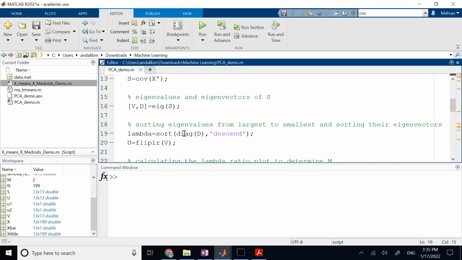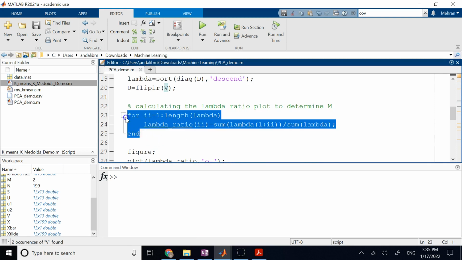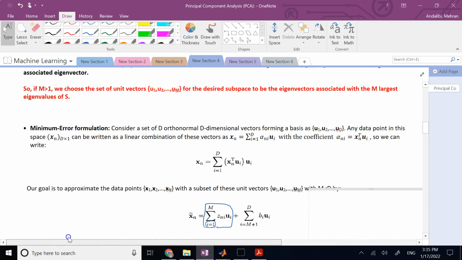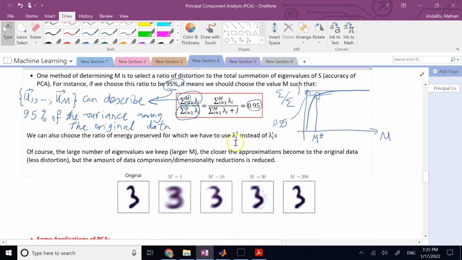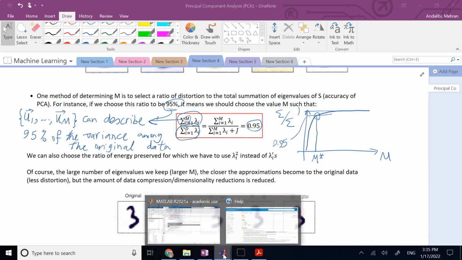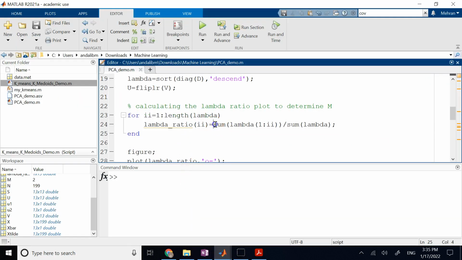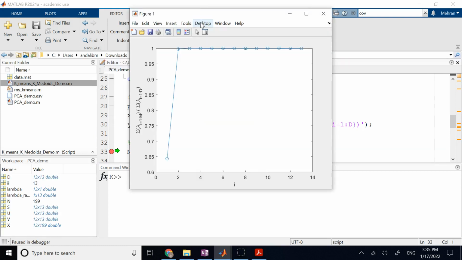Now that I have the lambdas and the u's, I generate that plot I just told you about, that ratio plot. Remember this ratio plot, which will tell you how much percentage of the variance in the original data is explained by what m number, by how many of the eigenvalues. So here you see I'm dividing the sum of the lambdas from 1 to i by all of the lambdas, for each i, and then plot it. Let me stop here and run it, and it gives you the plot I told you.